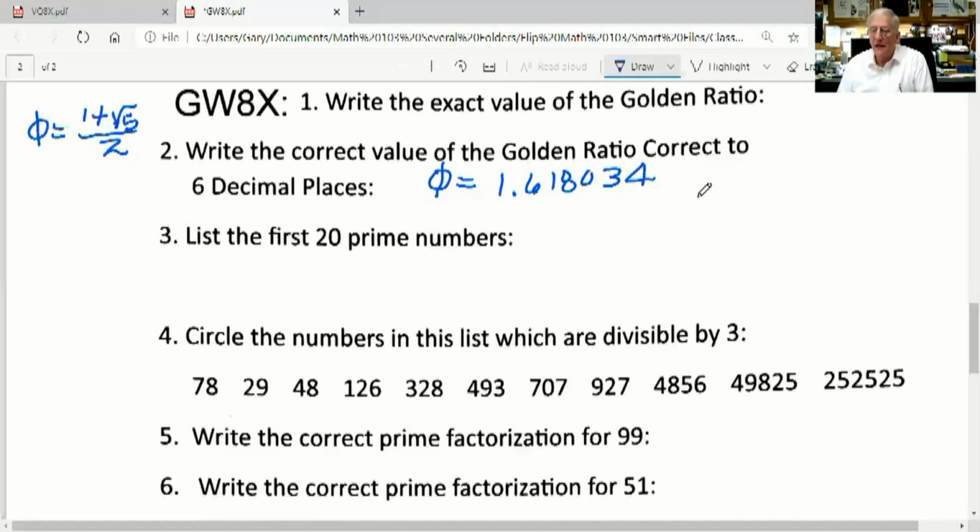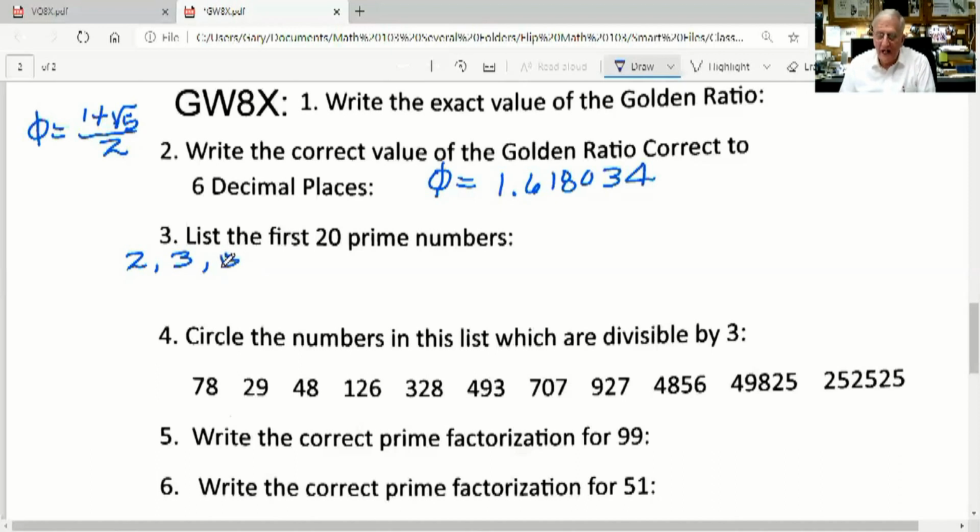It says in number 3 to list the first 20 prime numbers. Well, if you don't have a prime number list sheet in front of you, let's just kind of go through it together the way we'd do it if we didn't have a sheet to cheat off of. Well, you know the lowest prime number is 2, right? Then next is 3. The rest of the prime numbers are odd, right? But not all odd natural numbers are prime, but you know that, but let's continue.